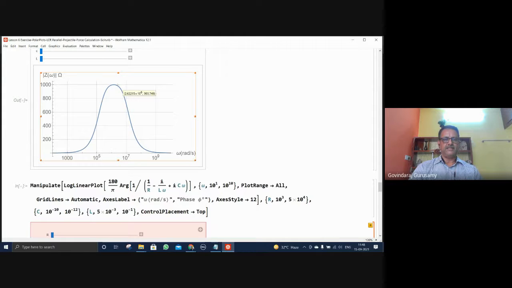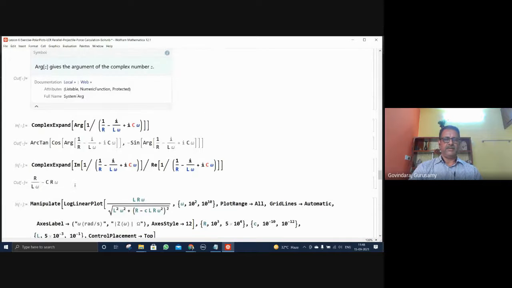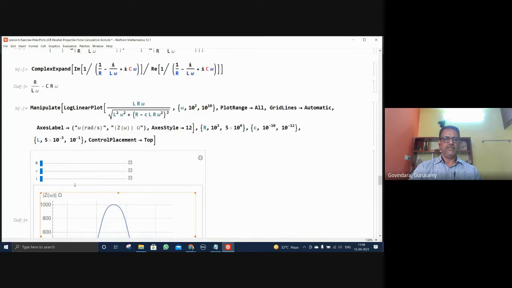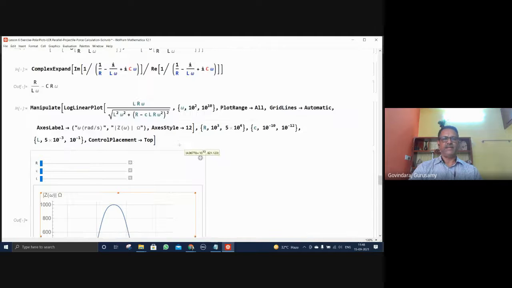At the resonance, what you get is the resistance. Okay. Which means at the resonance point, resistance equals 1 by omega C, and then L omega. All three are equal in magnitude. That's what it means. Okay. These are the values of the parameters.